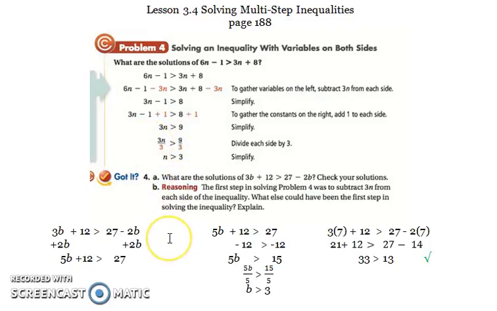So it's a good habit to get into to always move the smaller one. It just creates fewer problems.